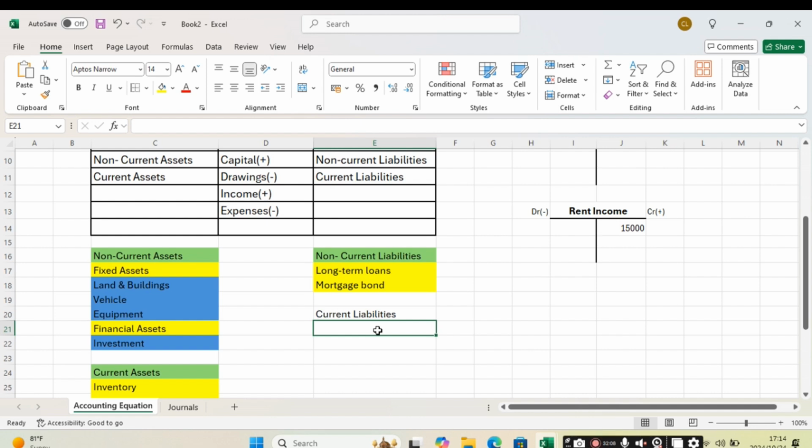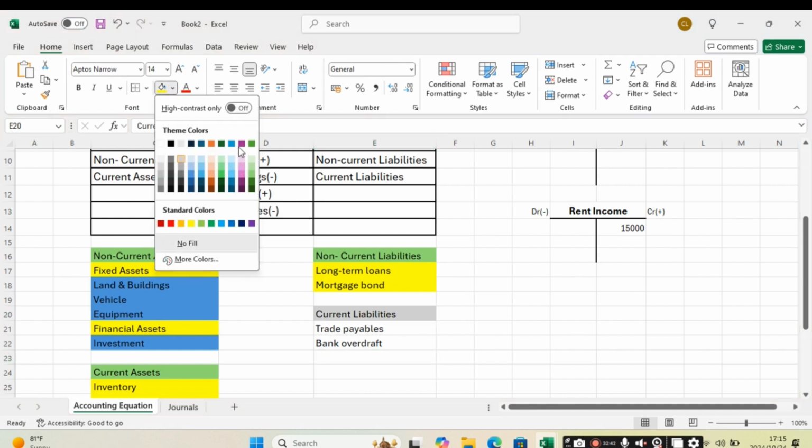So yeah, what do we have? These are liabilities. Current liabilities: we have trade payables, and then we also have what we call bank overdraft. Let's spell this correctly. Is it draft? Yes, it's draft. Bank overdraft.